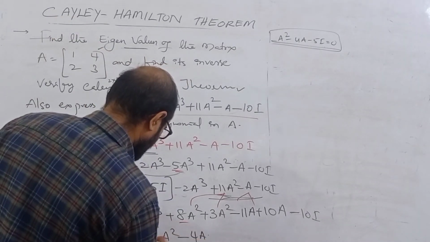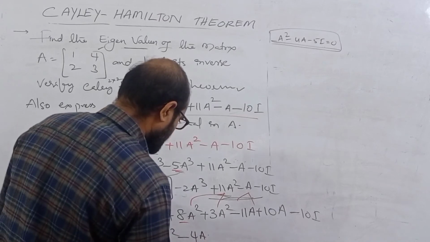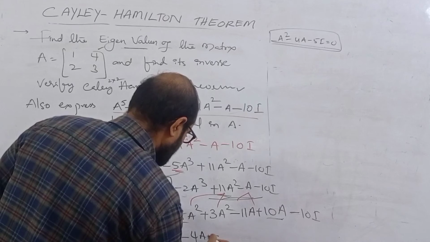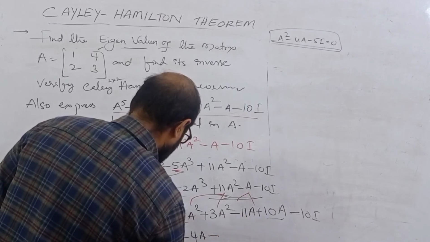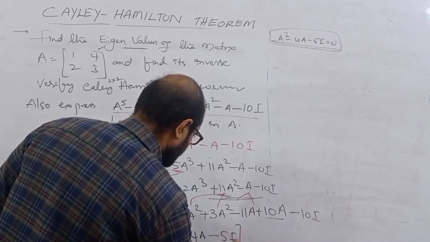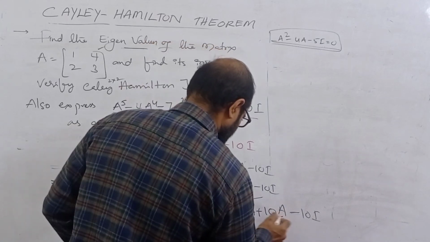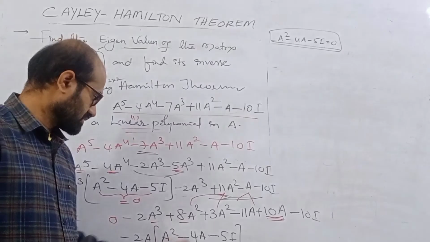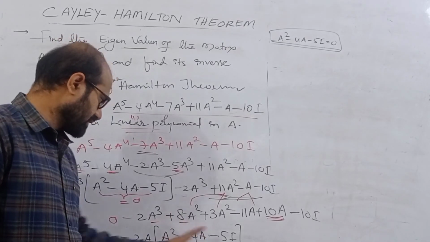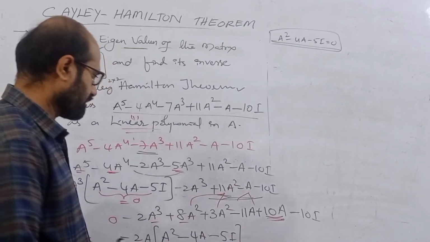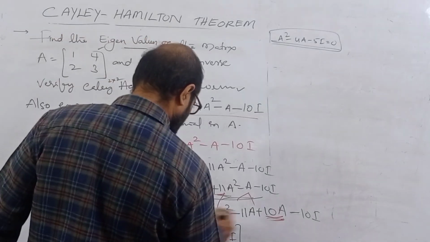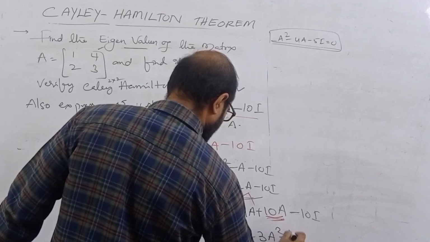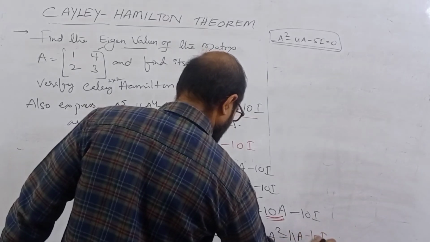So A square minus 4A, minus into minus plus 2 4s are 8A square. Next I want 5, so 10 is there. So minus into minus plus 2 5s are 10I. Finished. So 10A also finished. Minus 2A square minus 4A plus 5I, minus into minus plus 8A square, and minus into minus plus 10A. Now what is remaining next? Plus 3A square and minus 11A minus 10I is remaining.